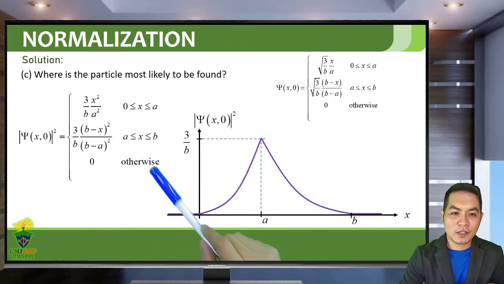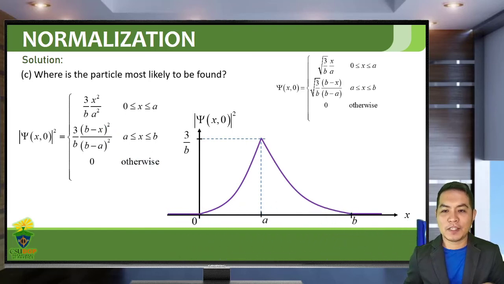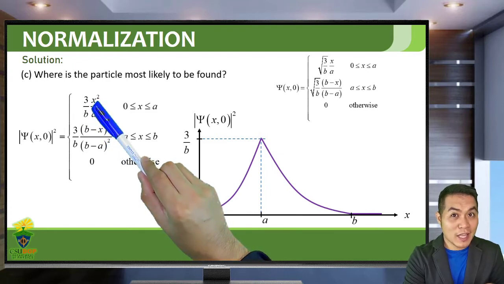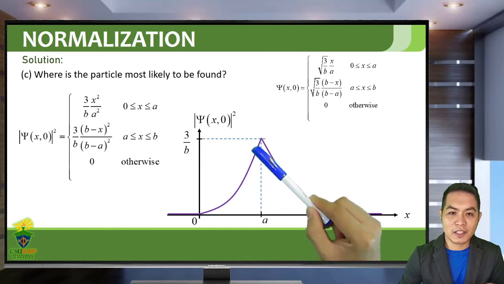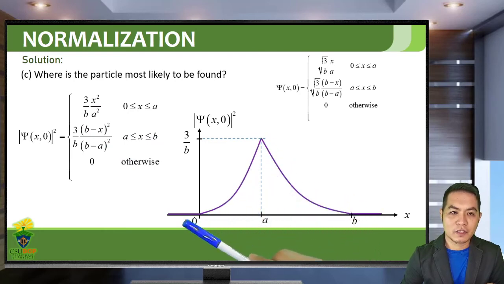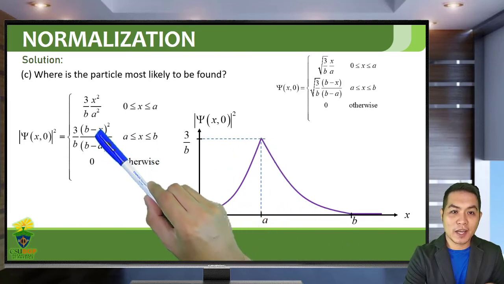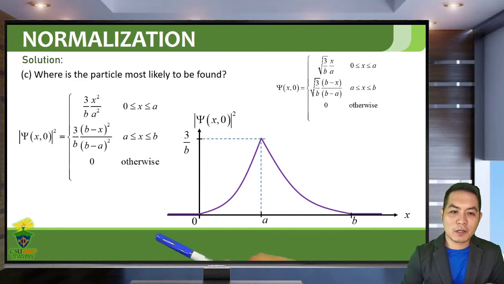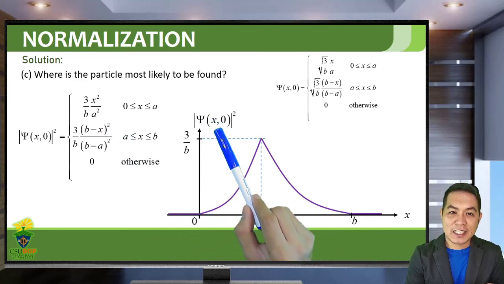So 0 again from negative infinity to 0, 0 again from b to positive infinity. But from 0 to a, x squared, it's a quadratic equation. So it's a parabola. And from a to b, it's also a parabola. It's quadratic. So x squared. So like this. So this is now the plot of the probability density function, the absolute value of psi squared.